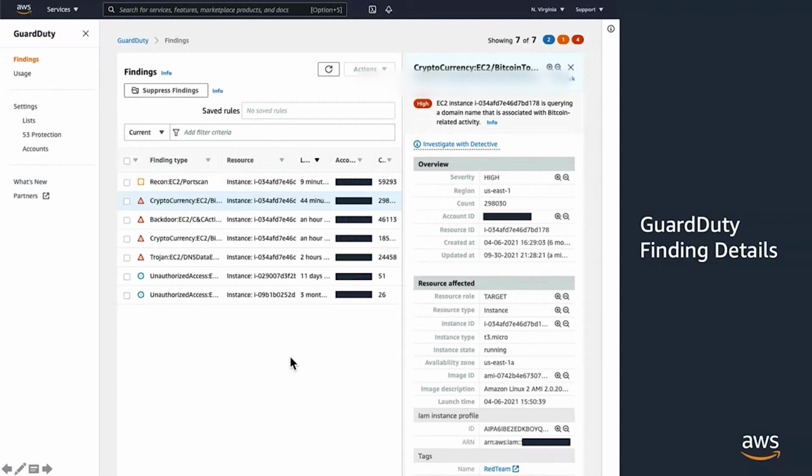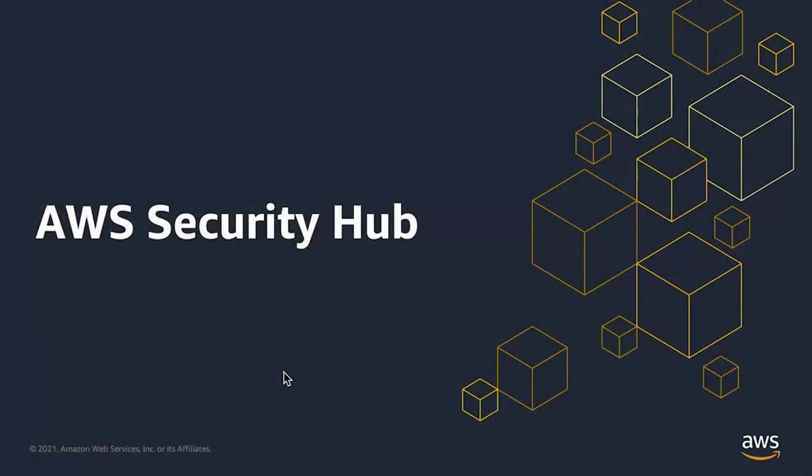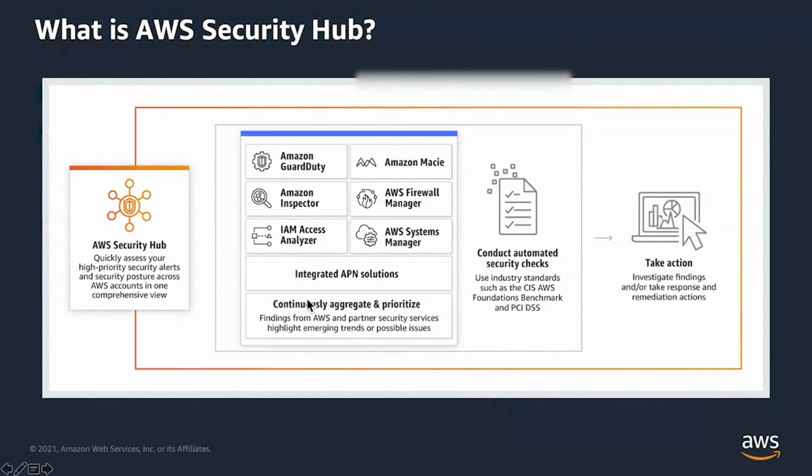Now let's take a little bit of a step back. This is one security service that you might be using. You're also hopefully using IAM Access Analyzer, which was mentioned earlier, to help you automate least privilege. You might also be using Amazon Macie to discover and protect your sensitive data at scale. As you leverage different tools available to you, you'll eventually realize how beneficial it would be to have one comprehensive view of your high priority security alerts and security posture across your AWS accounts. And that's where AWS Security Hub comes into play. You can go ahead and jump to the next slide.